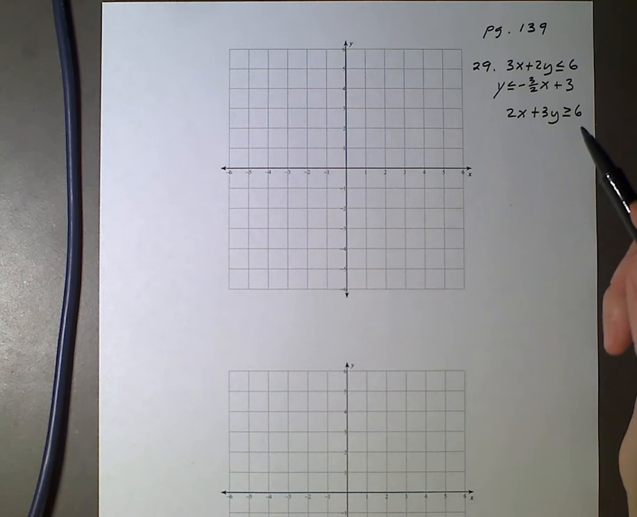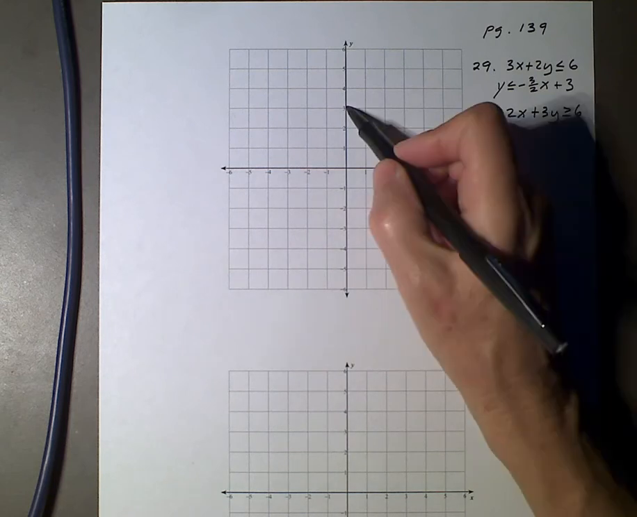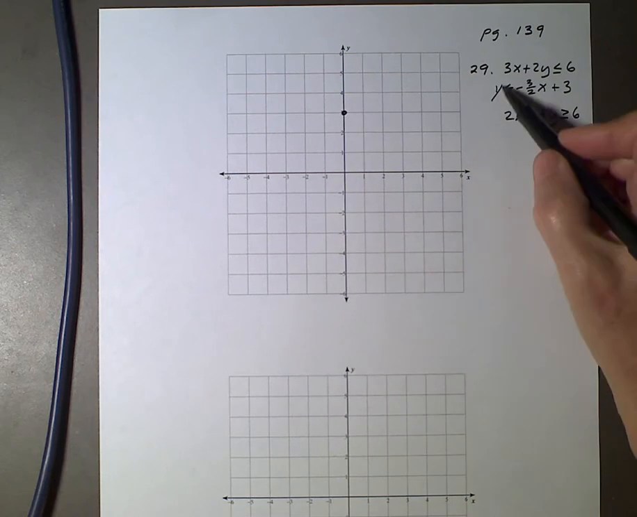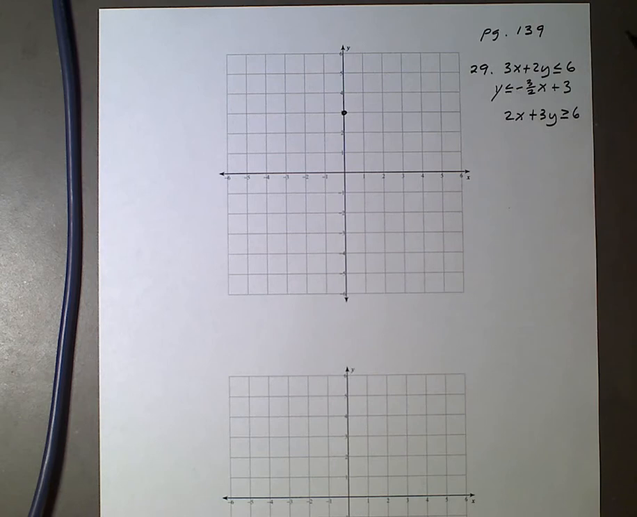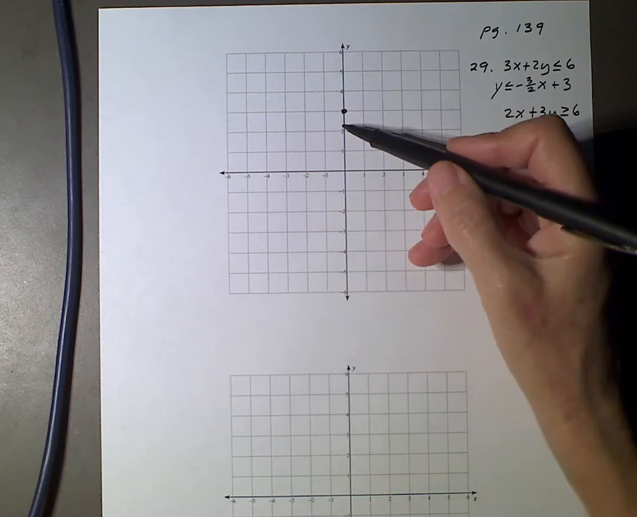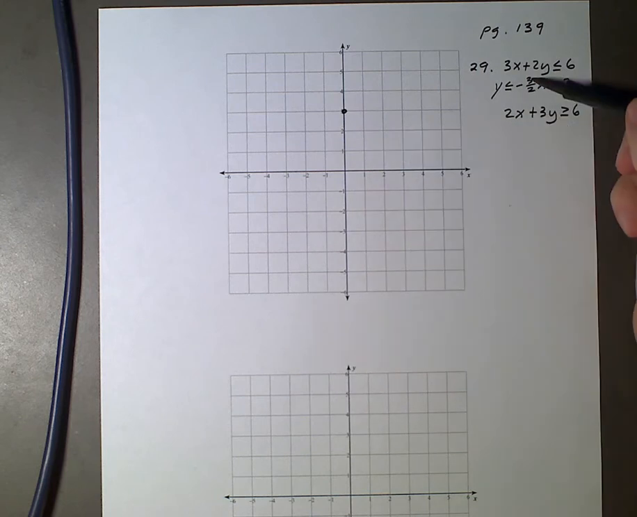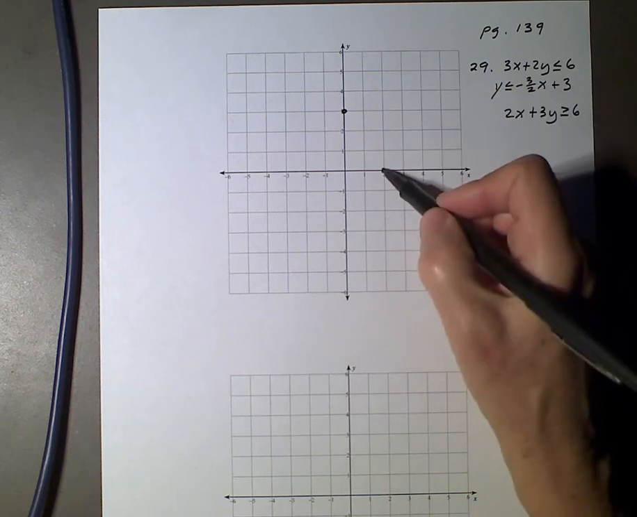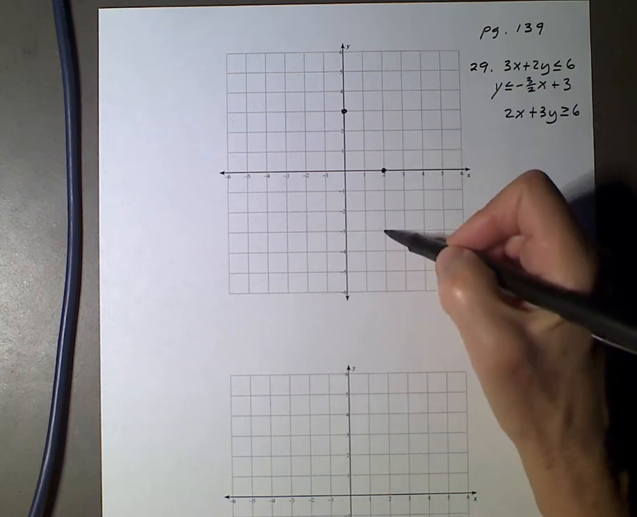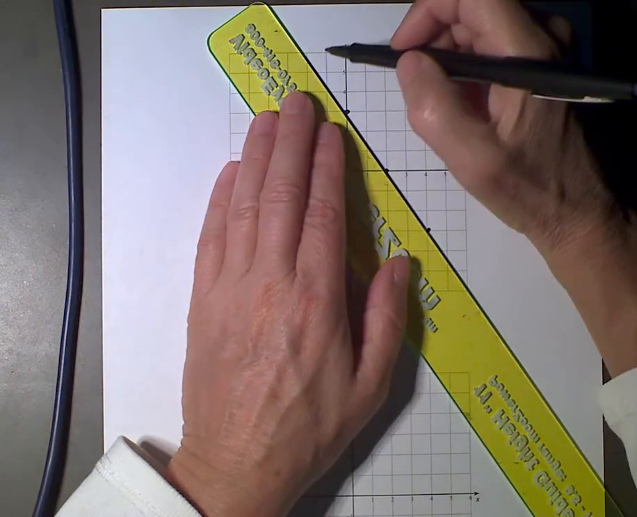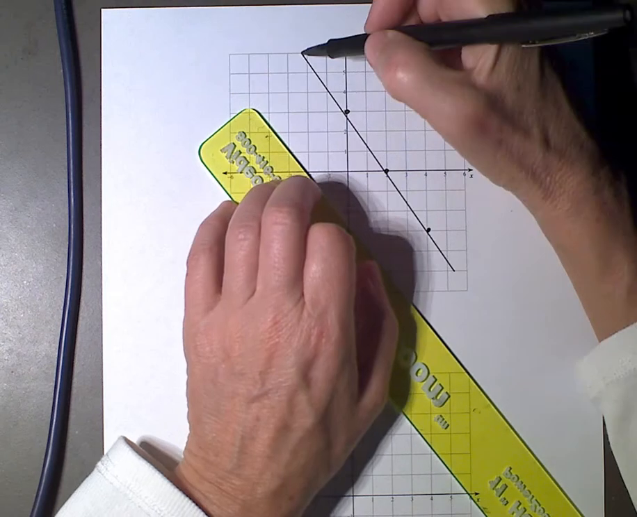So I'm going to graph the boundary line, which is going to be solid because this is a less than or equal to. So the points on the line will be included in this solution. This is a downward slope, y-intercept of positive 3, downward slope of 3 over 2. So I'm going to rise negative 3 and run 2, rise negative 3 and run 2. And so there's the boundary line on that.